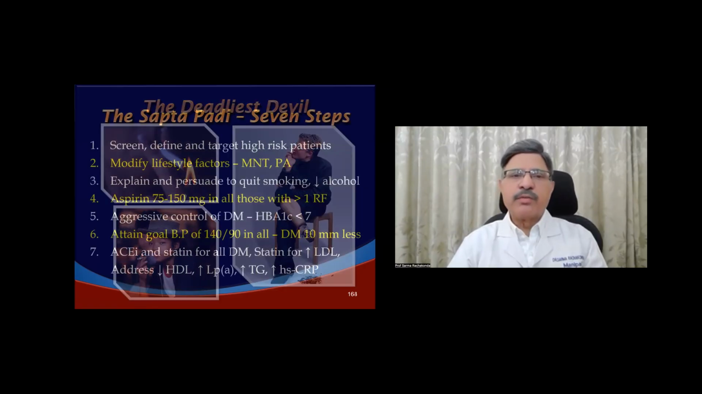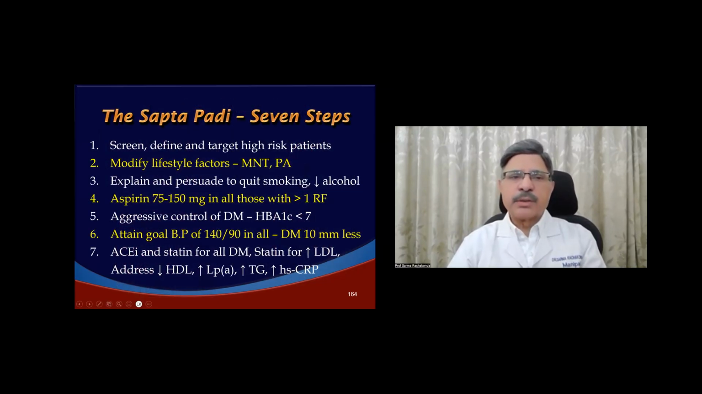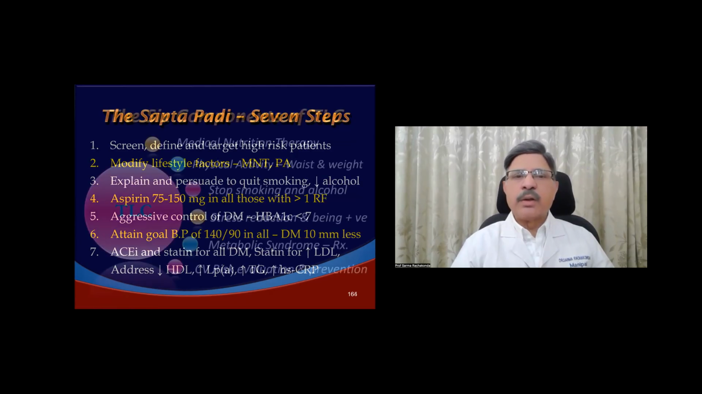This is very important for us. The 7 steps are Saptapadi: screen, define and target high-risk patients, modify lifestyle, medical nutrition therapy, and then physical activity, explain and persuade to quit smoking, alcohol, aspirin in all those with more than one risk factor, aggressive control of diabetes to less than 7, attain BP goal, ACE inhibitor, statin for all diabetics, statin for all those with LDL increase. Address all the risk factors.